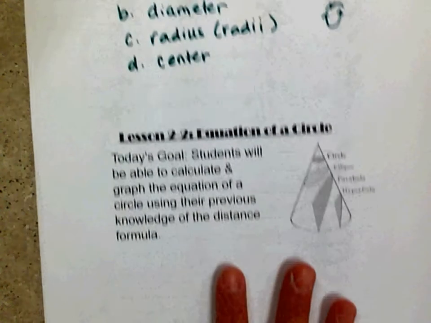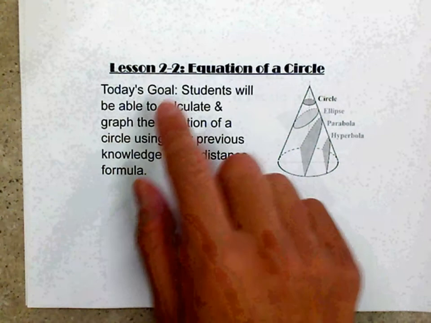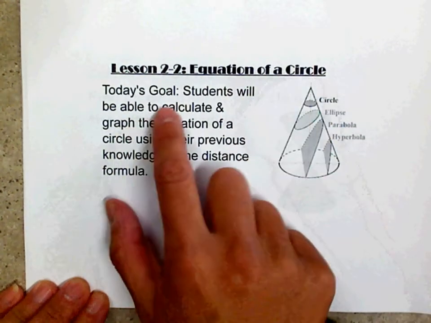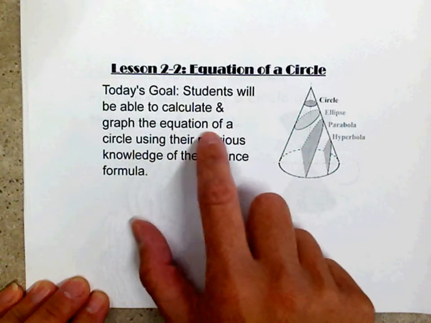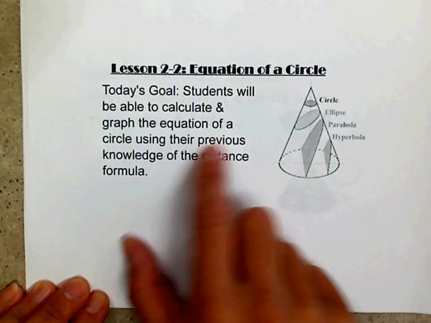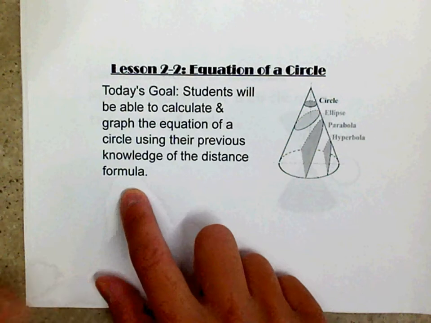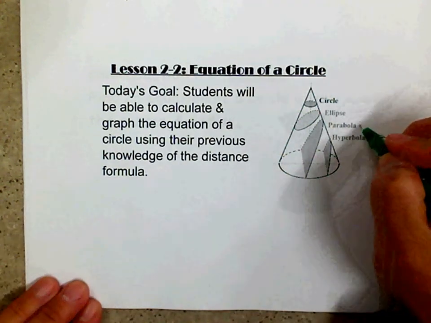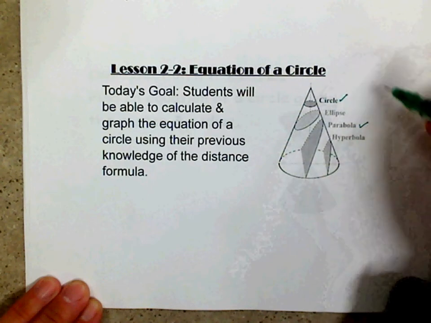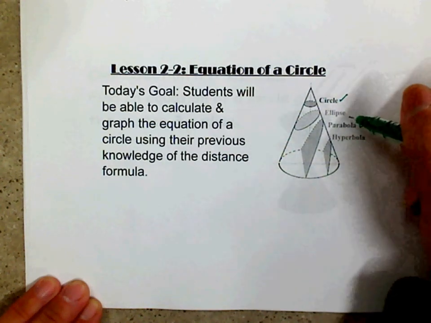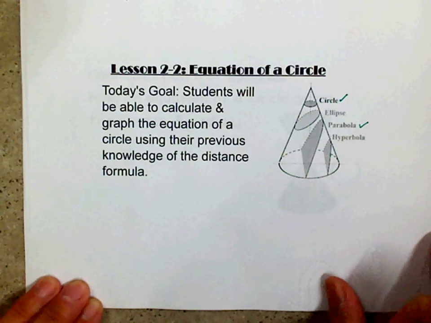All right, our lesson for today is equation of a circle. Your goal: students will be able to calculate and graph the equation of a circle using their previous knowledge of the distance formula, okay? We have done the parabola, and now we are going to touch on the circle, and you will probably have a test over this. And then you are going to do an ellipse and a hyperbola in the next part.